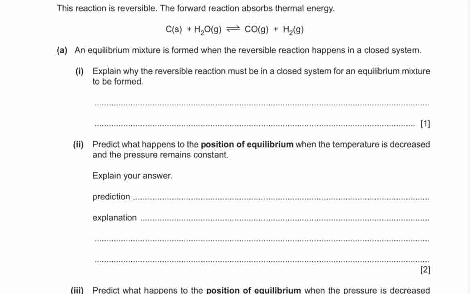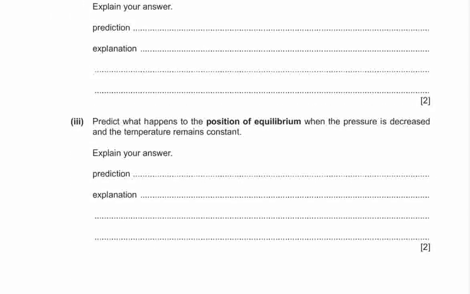Okay, the next question is: predict what happens to the position of equilibrium when the pressure is decreased. When you decrease the pressure, your equilibrium moves to the right, because the gases present on the product side are far away from each other, so the equilibrium shifts in the forward direction. So more of the product will be formed.